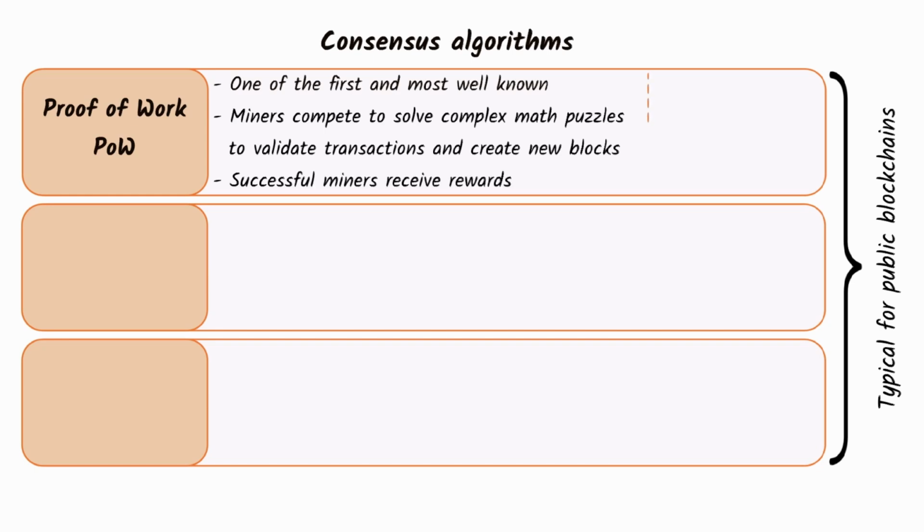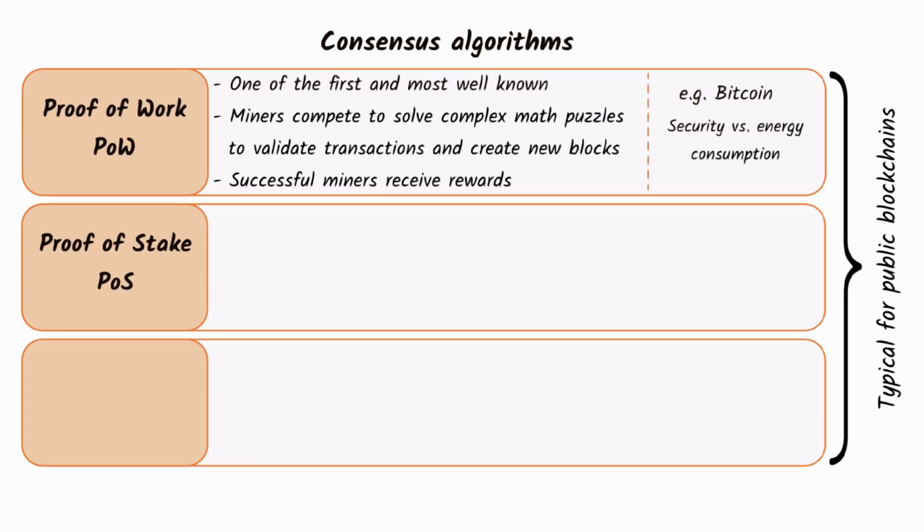Bitcoin, the first and most famous cryptocurrency, uses POW. While it is secure, it requires significant computational power and energy consumption. Therefore, current blockchains tend to use proof of stake, POS, instead of POW. Second, proof of stake, POS.